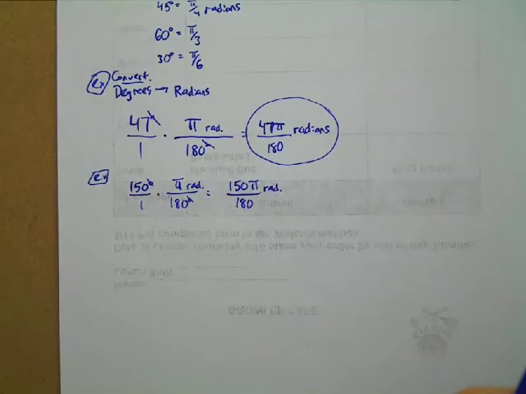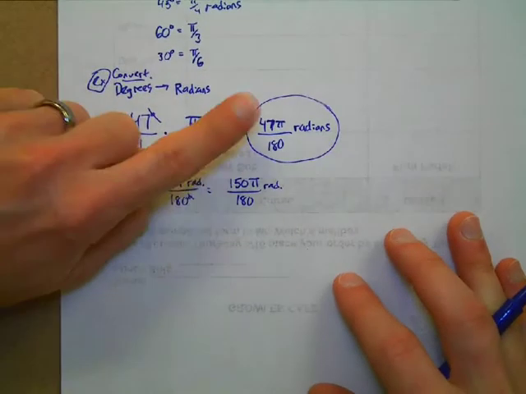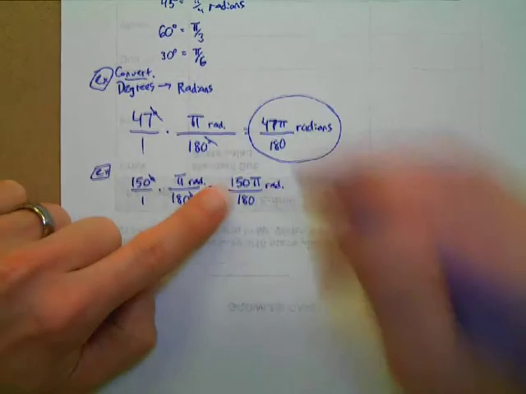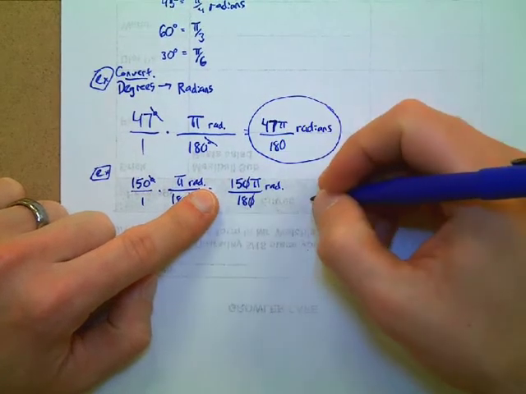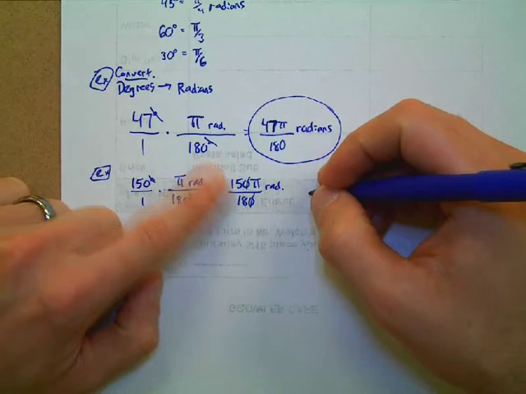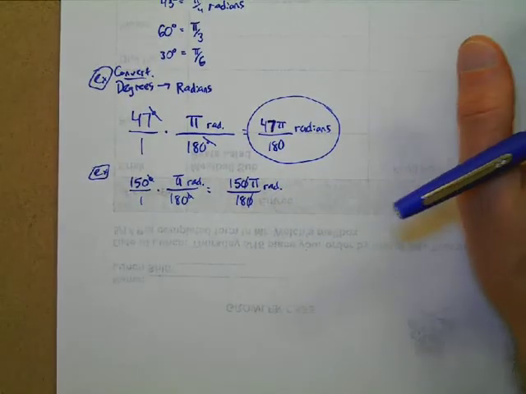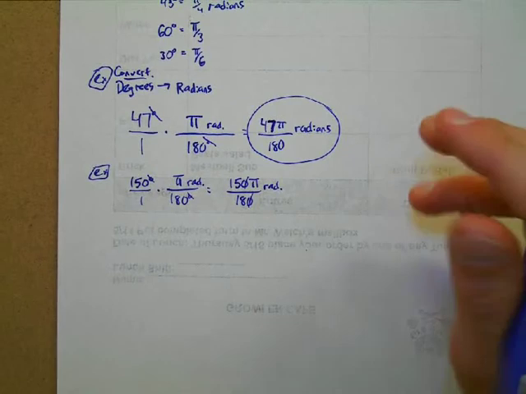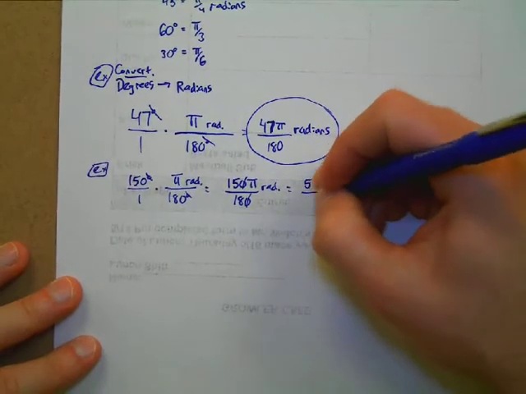Now, what can we still do here that we couldn't do up here? What can we do with this fraction? Yeah, it simplifies. So we'll divide by 10, we're left with 15 and 18. But 15 and 18 also simplify. What can we divide out of 15 and 18? A 3, right? And it becomes 5 over 6, exactly right. So this is really 5 pi over 6 radians.